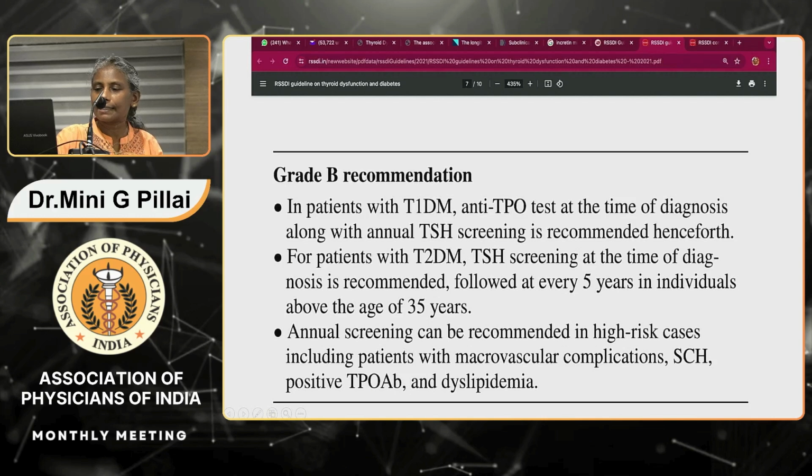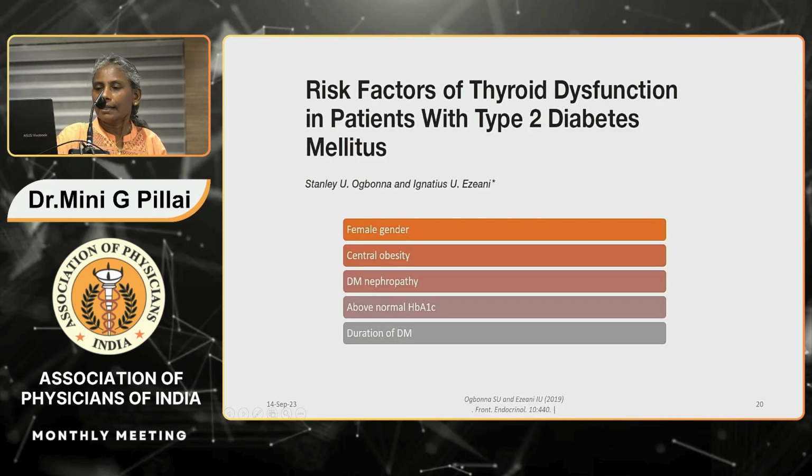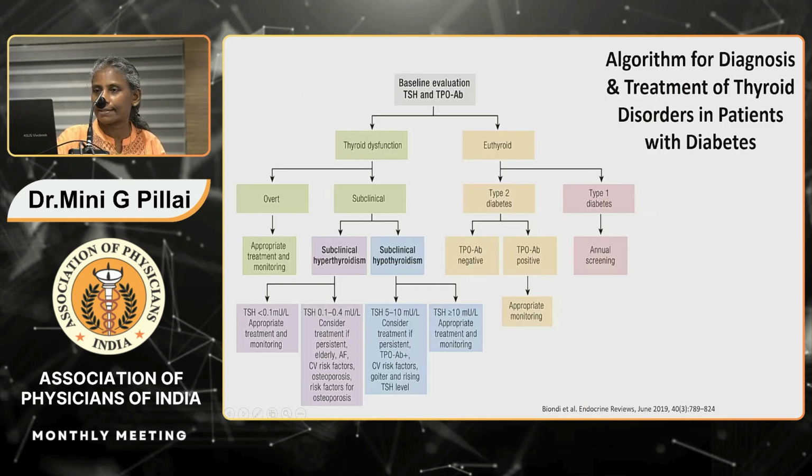And annual screening can be recommended in high-risk cases including patients with macrovascular complications, and in patients who had subclinical hypothyroidism who don't meet the recommendations for treatment in the first screening; probably we should do annual screening. Positive anti-TPO, we should probably do annual screening, and dyslipidemia. And these are a few risk factors of thyroid dysfunction in patients with type 2 diabetes: female gender, central obesity, diabetic nephropathy, uncontrolled diabetes, and long duration of diabetes.